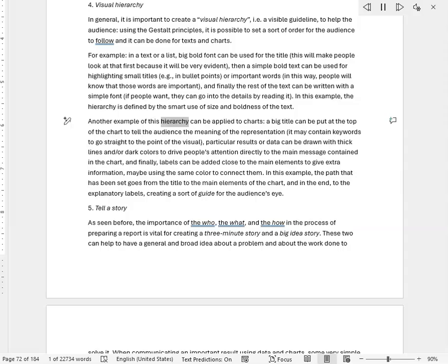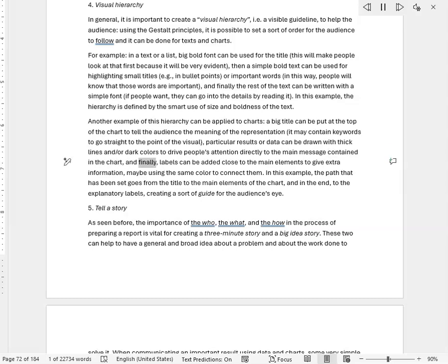Another example of this hierarchy can be applied to charts. A big title can be put at the top of the chart to tell the audience the meaning of the representation. It may contain keywords to go straight to the point of the visual. Particular results or data can be drawn with thick lines and/or dark colors to drive people's attention directly to the main message contained in the chart.